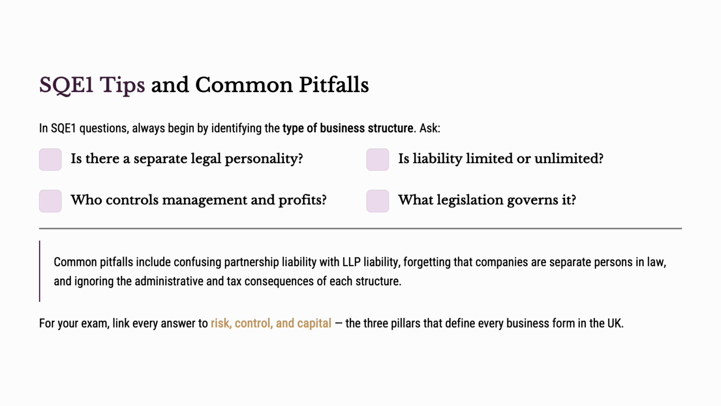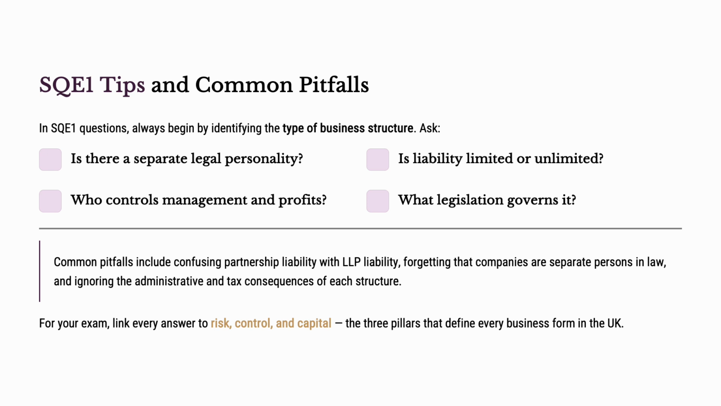And keep in mind there are some pitfalls that include mixing up partnership liability with that of an LLP. Different. Or forgetting that a company is a separate person in law. Never forget it. That's a separate legal personality that has its own rights and liabilities, can sue and can be sued. Many candidates also overlook the tax and administrative consequences, a classic own goal. So when answering an SQE1 question, link every point to risk, control, and capital. That's what you need to keep in mind.